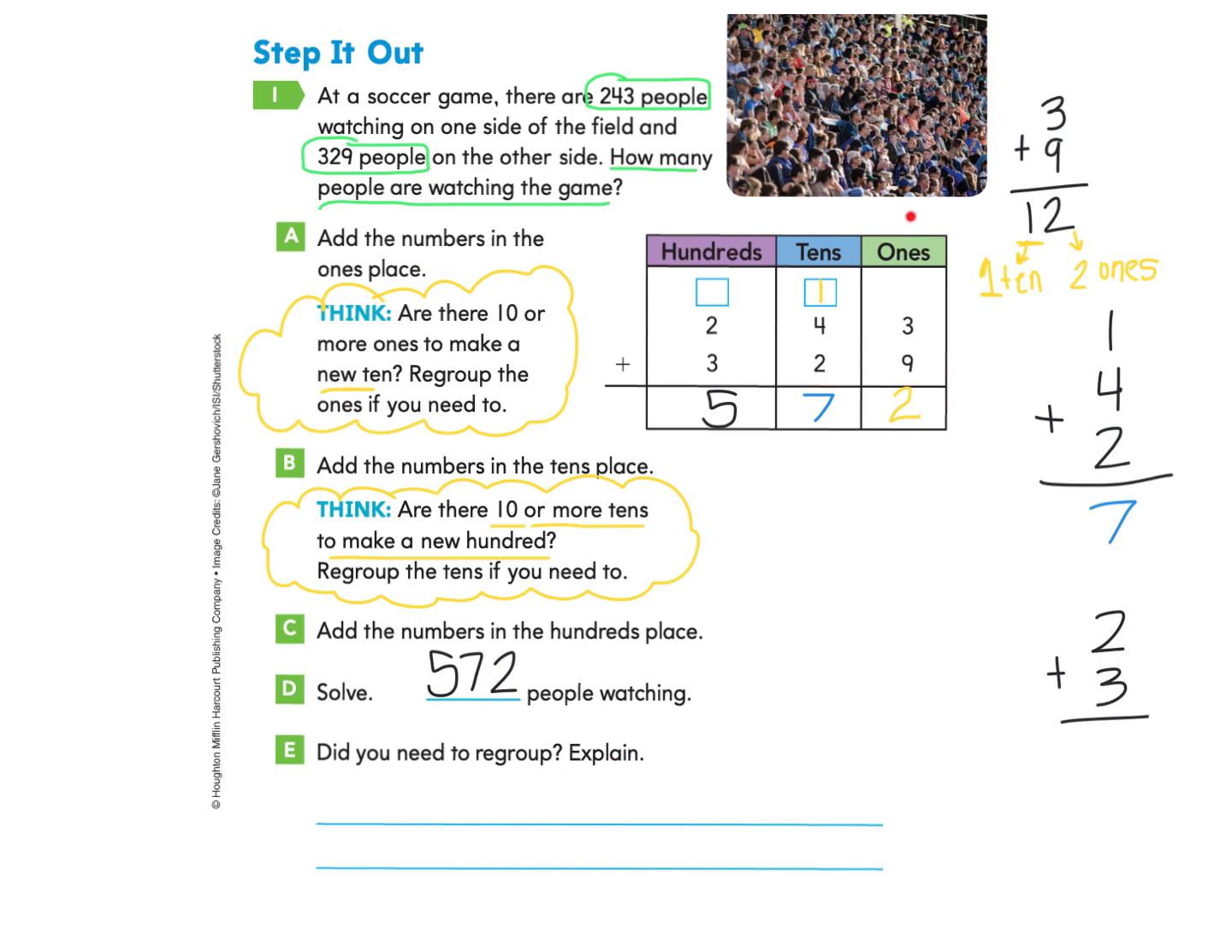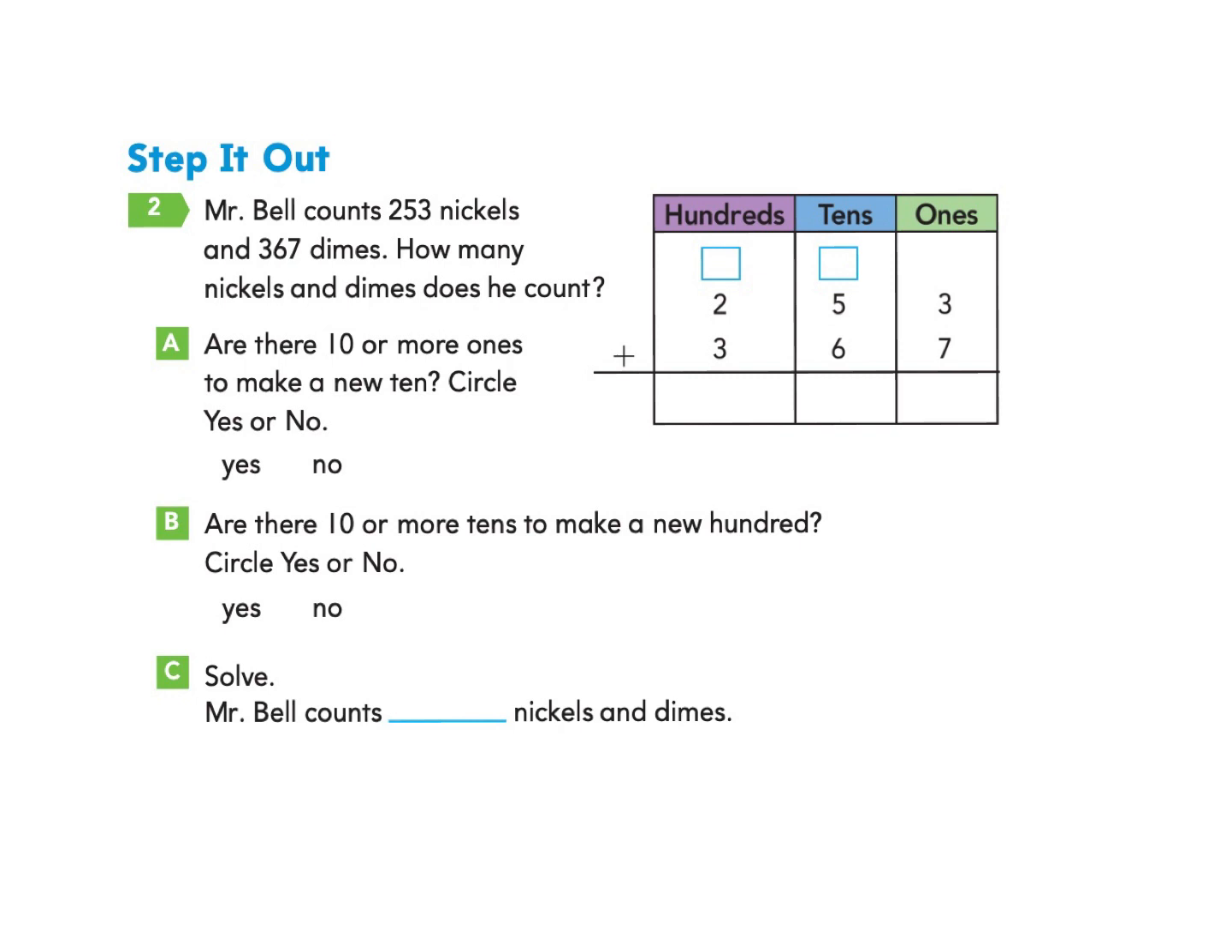Part E asks, did you need to regroup, and to explain? Look back at the equation. Was there a time you needed to regroup? Can you explain how you did that? Yes, we did regroup, and we can explain that we regrouped 12 as 1 ten and 2 ones. Nice work. Let's take a look at the next page, page 392, under Step It Out.